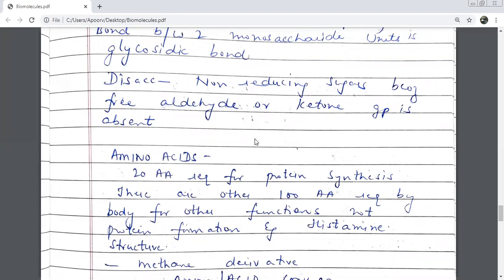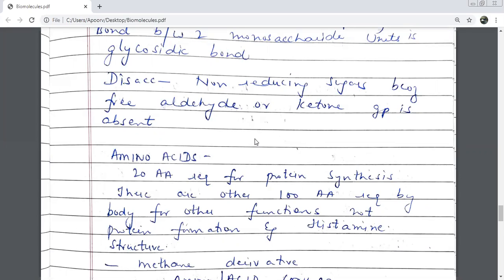Monosaccharides were able to do it because they had the presence of free aldehyde or ketone groups. And because of the presence of a free aldehyde or ketone group, they could reduce cupric ions to cuprous ions. And that is why monosaccharides are also known as reducing sugars.